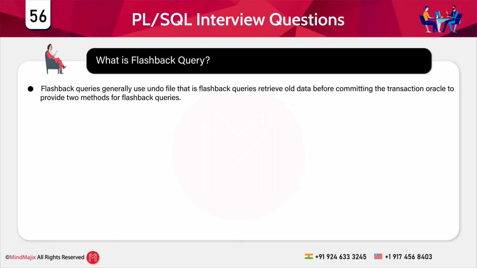Flashback queries allow the content of the table to be retrieved with reference to a specific point in time by using the AS OF clause. That is, flashback queries retrieve accidental data after committing the transaction. So flashback queries generally use the undo file. That is, flashback queries retrieve old data before committing the transaction. Oracle server provides two methods for flashback queries. And which are those two methods? The first one is by using the timestamp, and the second method is by using the SCN number.